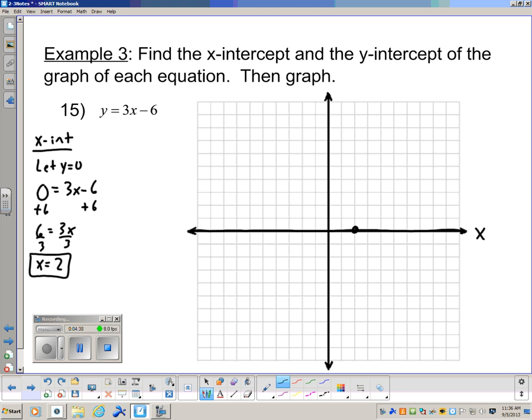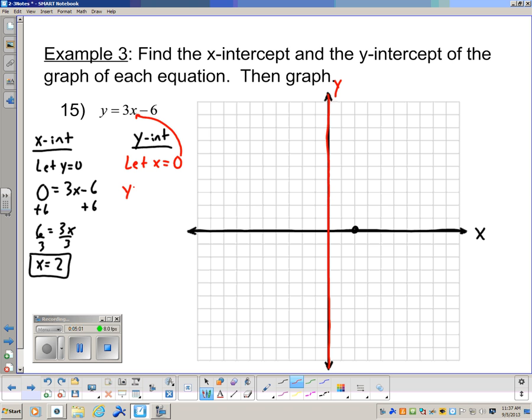Now if I want to find my y-intercept, it is on this line right here, this up and down line, your vertical line there. So to find my y-intercept, I can let x equal 0. So now I can take 0 and plug it back up here into the original equation there.